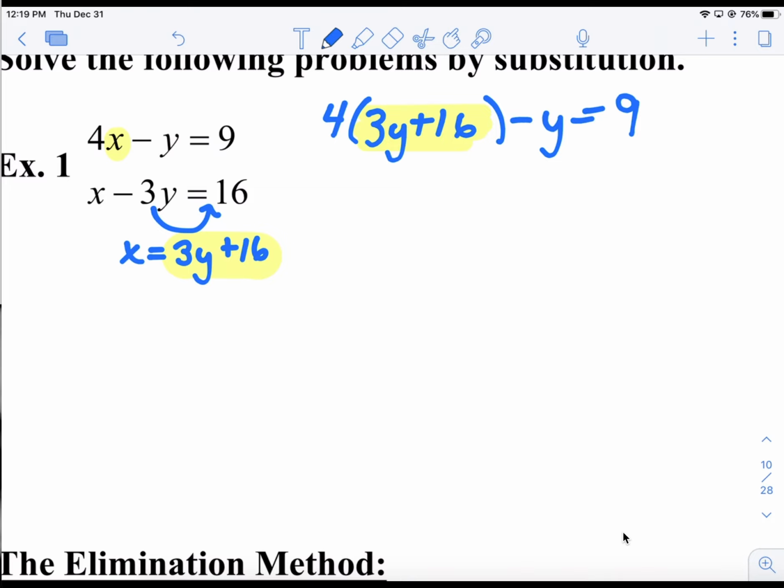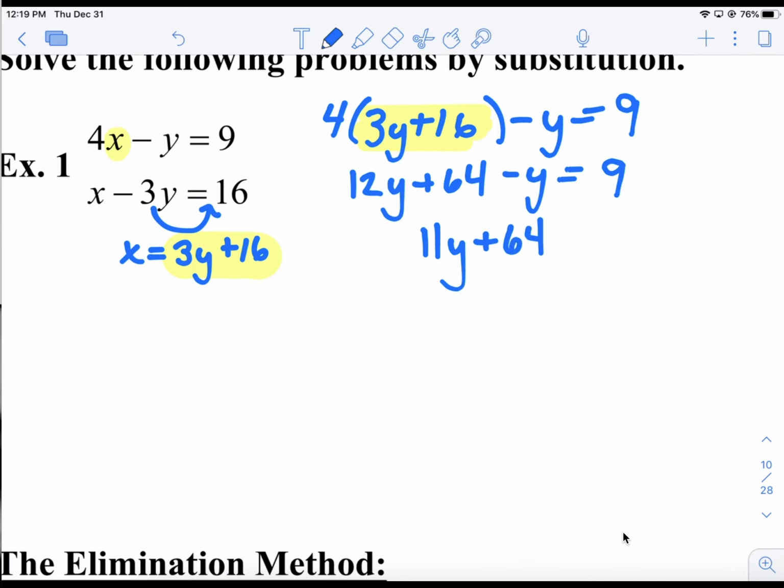We're going to distribute. So 12y plus 64 minus y equals 9. Combining our like terms gives me 11y plus 64 equals 9. If I subtract that 64 from both sides, I get a negative 55. And if I divide both sides by 11, my y value is a negative 5.